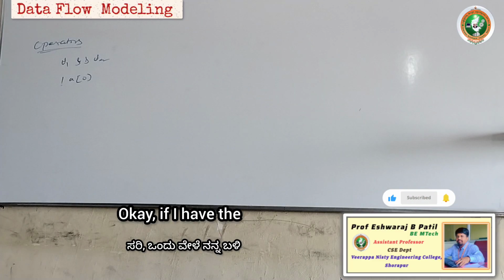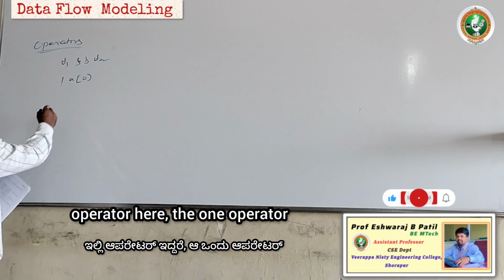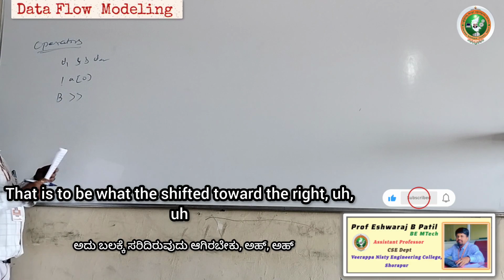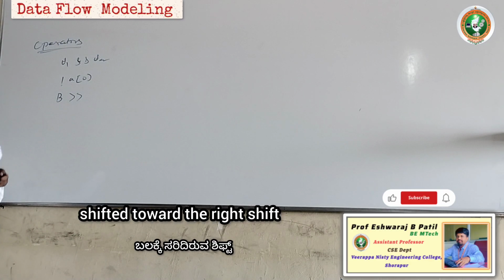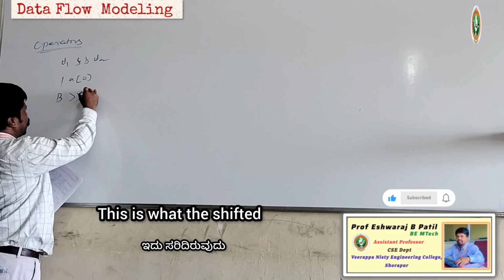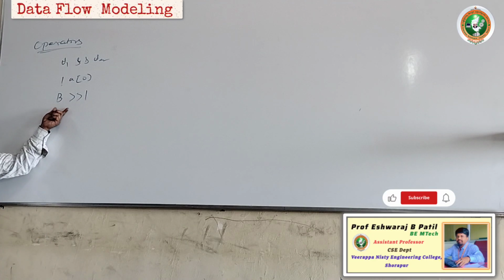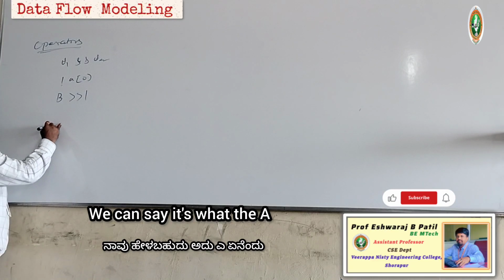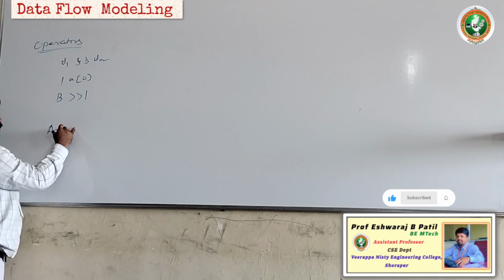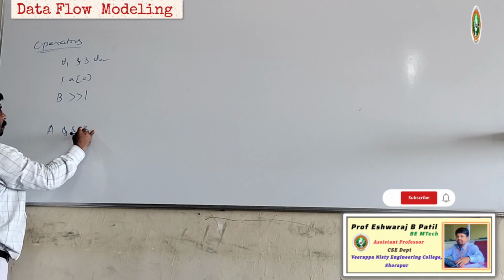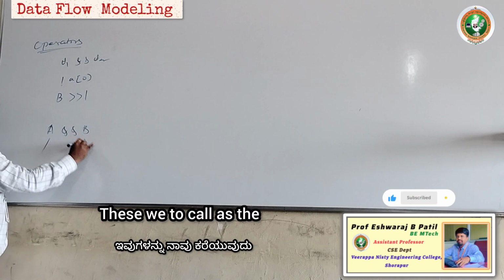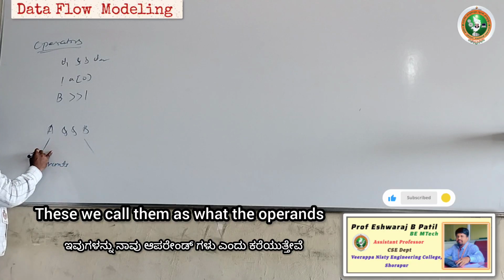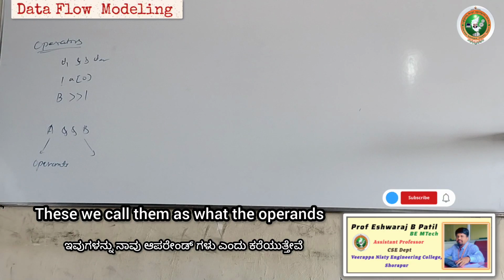Okay, if I have the operator here, the one operator, that is the operand B, that is to be shifted toward the right, right shift. How many shifts is it having? Only one shift. That is having the one. We can say it's A, B. These we call as the operands.